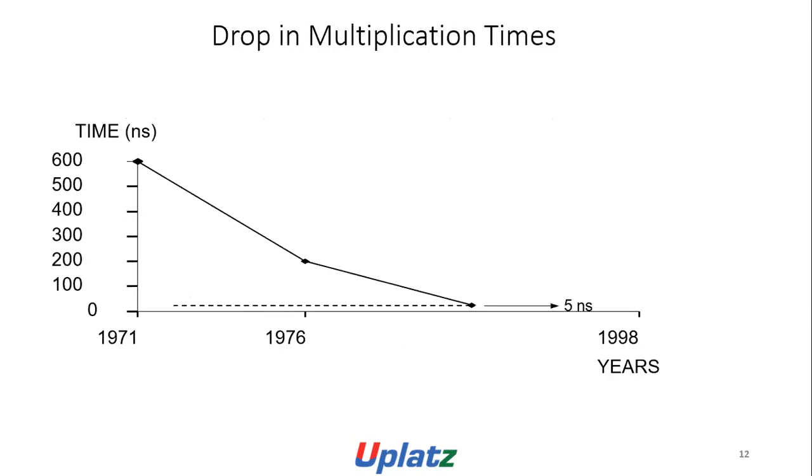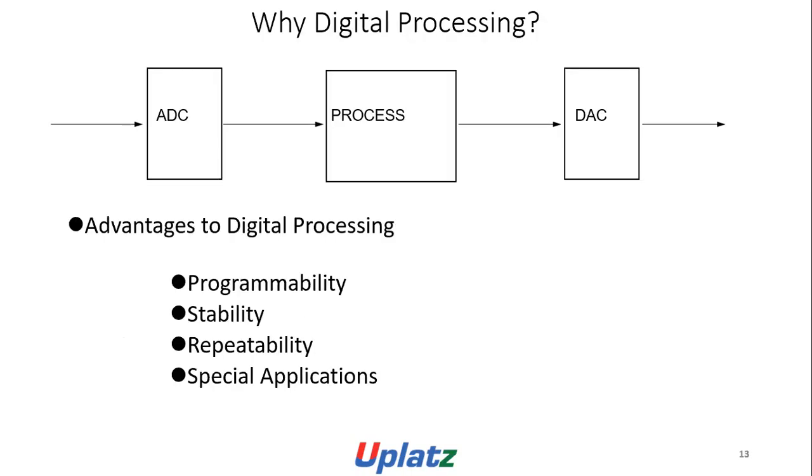Drop in multiplication time: the multiplication time has been consistently dropping from the year 1971 till date, and it is less than 5 nanoseconds by the year 1998. Why digital signal processing? We take the analog input, pass it to the ADC, then the processor, and then pass it to the DAC to get the analog output.